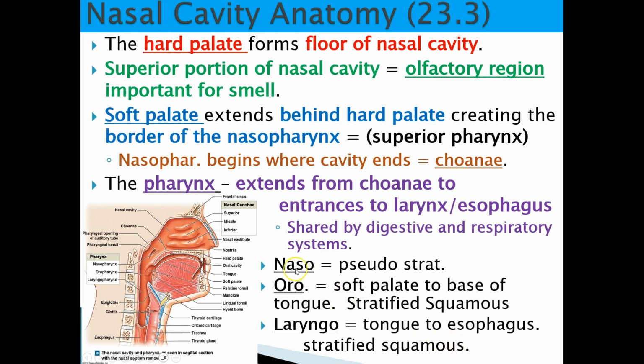So the only area here that's nasal that's going to be pseudostratified is going to be the nasopharynx and the nasal cavity. So this entire region up here, you should know is going to be pseudostratified columnar epithelium. So pseudostratified columnar is this region here. Stratified squamous is down there.